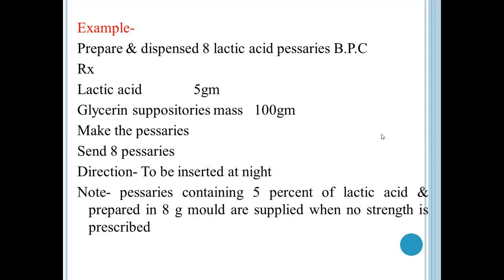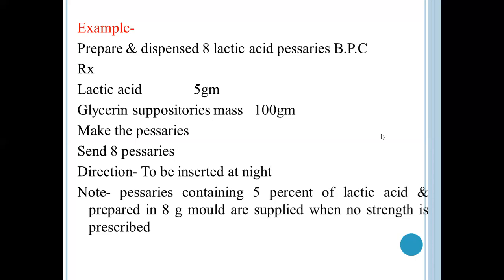Am I audible to all? Yes, ma'am. 10 into 8, 80 into 1.2 is equal to 96 gram. Okay, so you have to take a quantity.